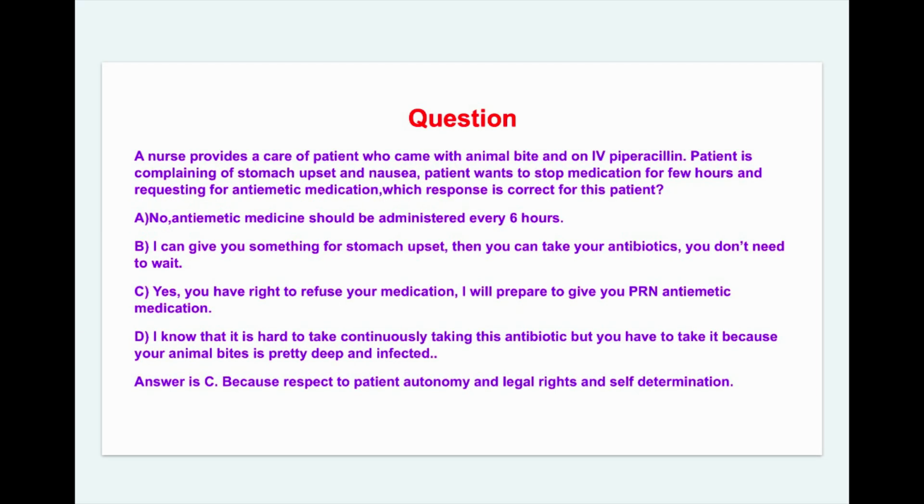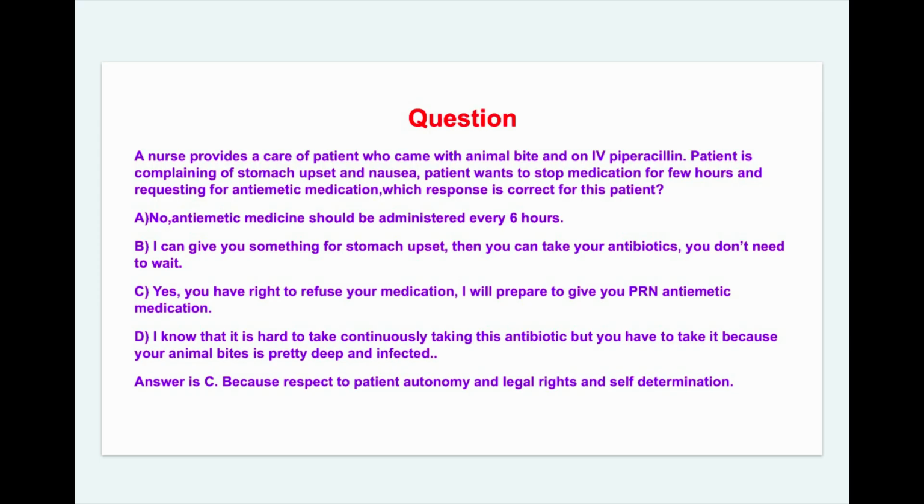Next one: a nurse provides care for a patient who came in with animal bites and is on IV piperacillin. The patient is complaining of stomach upset and nausea, wants to stop the medication for a few hours, and is requesting an antiemetic. Which response is correct? Definitely C: yes, you have the right to refuse your medication. I would prefer to give a PRN antiemetic, because the patient has legal rights and self-determination. So we have to respect patient autonomy.